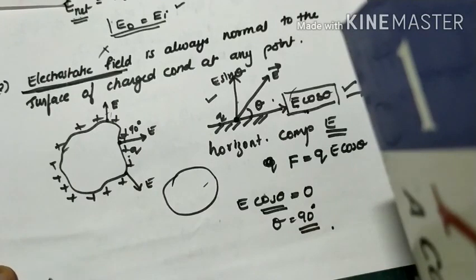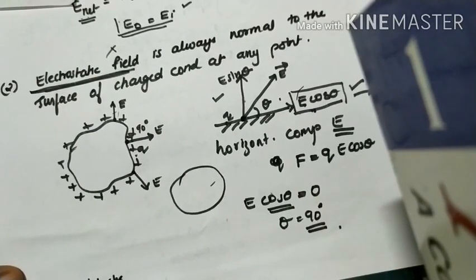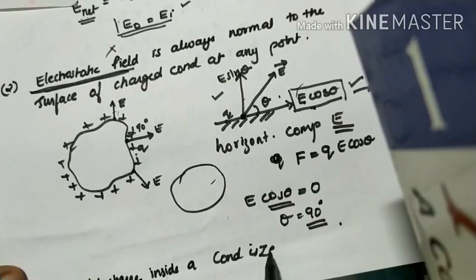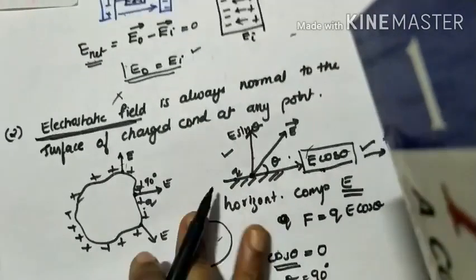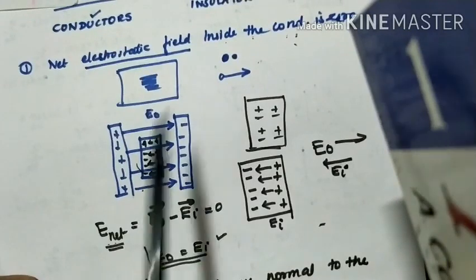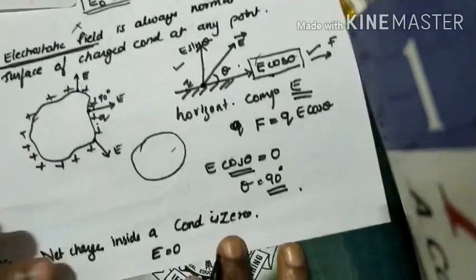Right. Now we'll go for the third one. Topic: the net charge inside a conductor is 0. That is much easier because just a moment ago, during the first point, we told that the electrostatic field is 0. That means E is 0 inside a conductor, right?